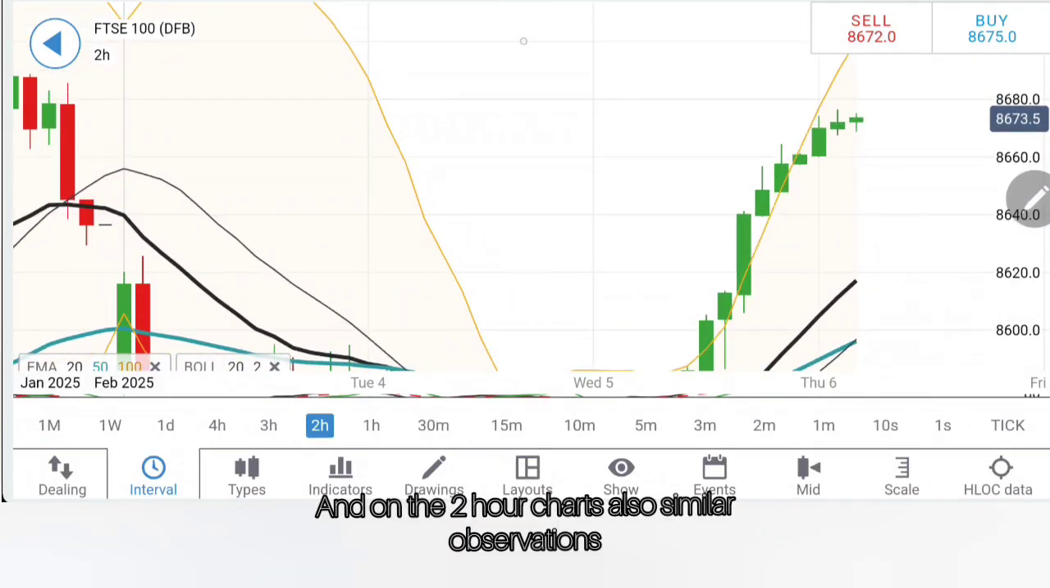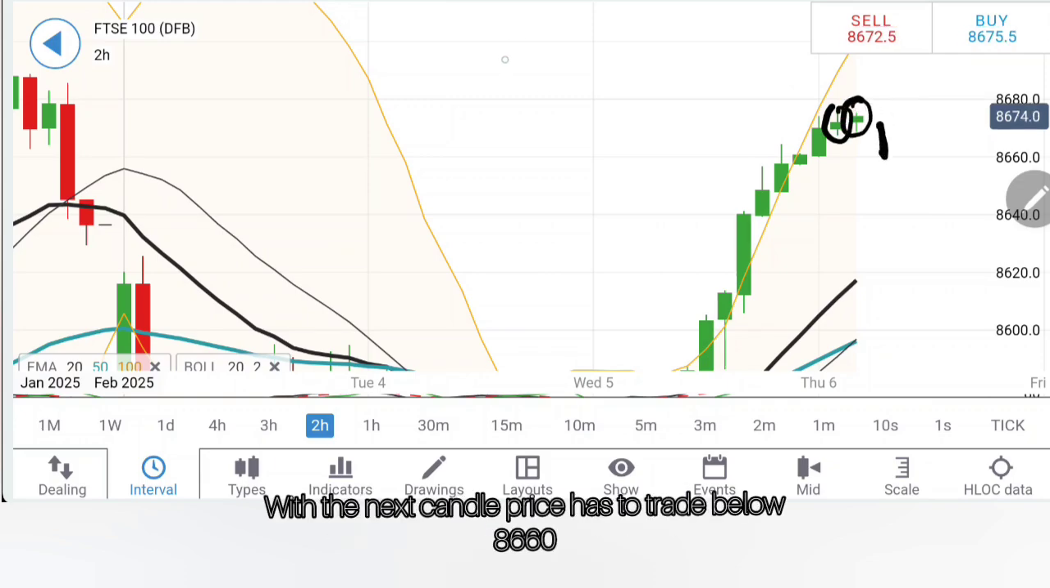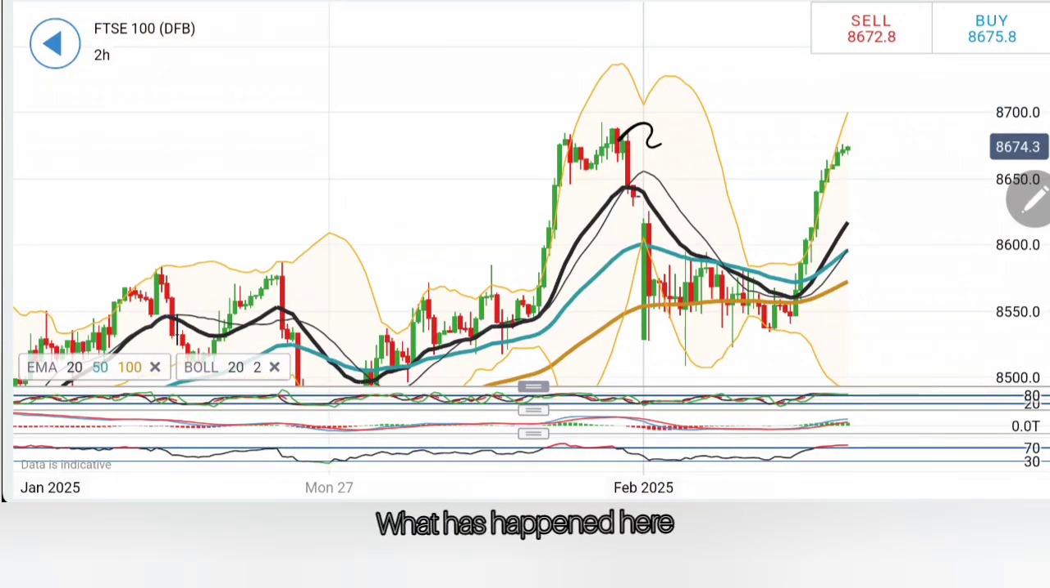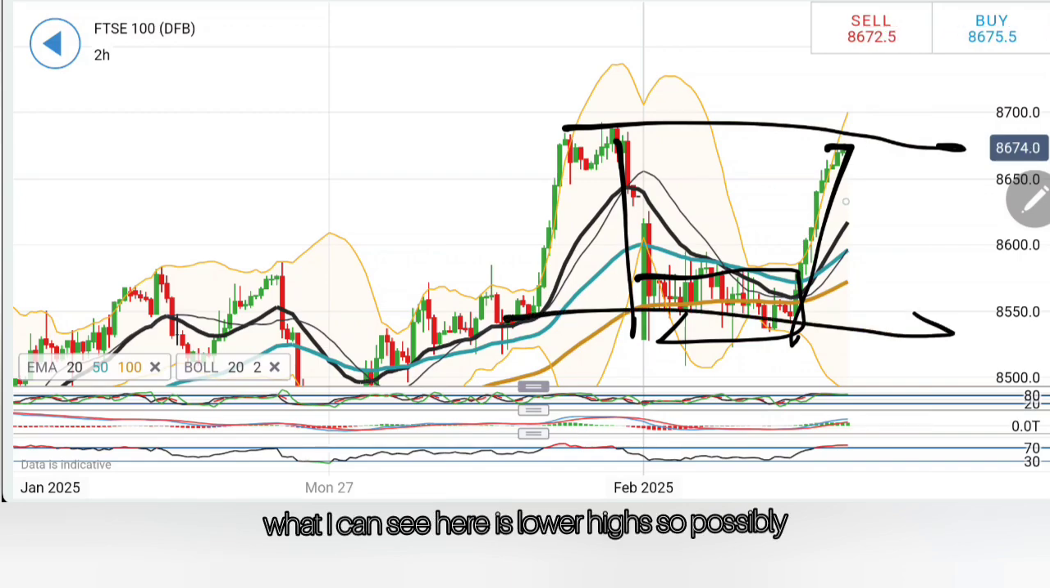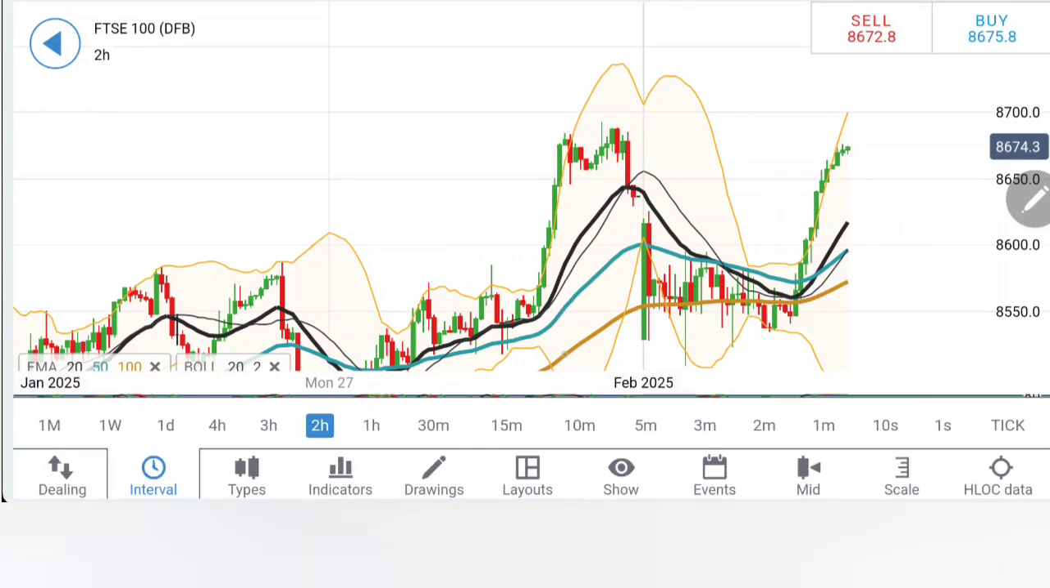And on the 2-hour charts, also similar observations for this to become a reversal sign. With the next candle, price has to trade below 8660, and you can expect a greater correction. What has happened here? A stronger drop, consolidation, then a stronger rise. What I can see here is lower highs, so possibly it can move towards lower lows, that is the 8550, 8540 zone.